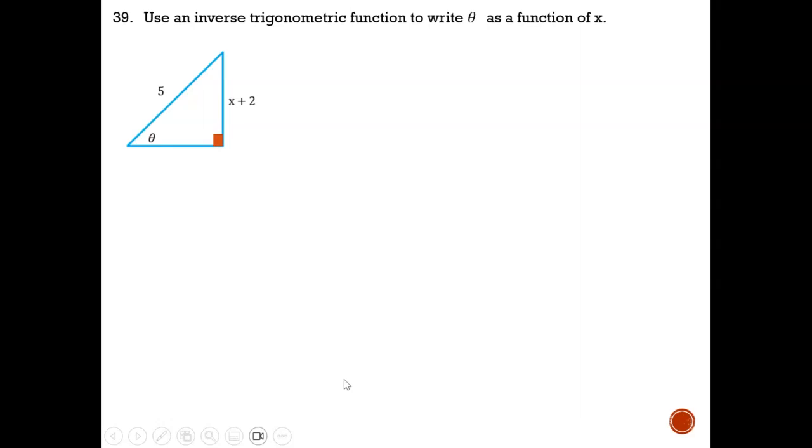Now, hey guys, the next two examples are going to lead you to the next section, which is 4.8. It says: use an inverse trigonometric function to write theta as a function of x. In other words, you're trying to have theta equal to something with x. So here, what's given is the opposite and the hypotenuse.